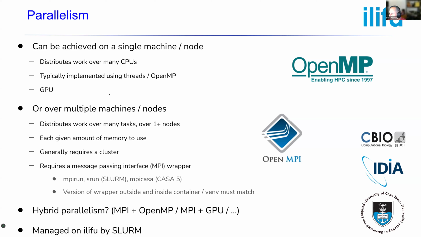GPUs are usually used in scenarios where you can run exactly the same bit of code on different parts of data simultaneously. This is a bit different from threading, where the actual code running can be somewhat independent and doing slightly different things.